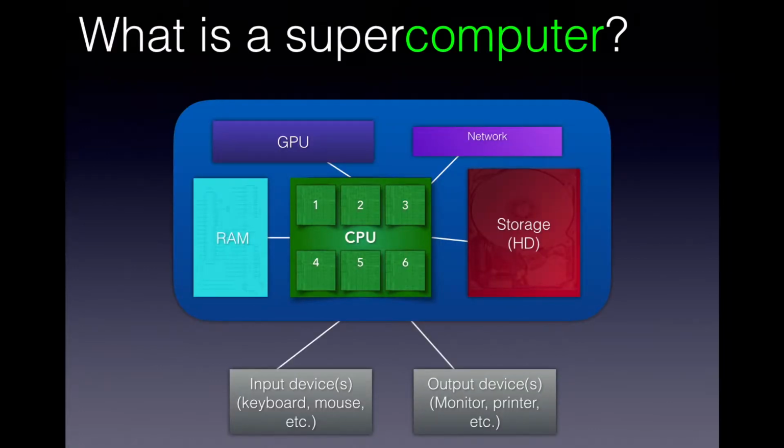Here's a diagram of a basic computer, ones we're all familiar with. I've listed the general components, which are for a large part in all of them. In the center we have a CPU. Here I've drawn a 6-core CPU. All current modern CPUs have multiple cores, which act as independent CPUs.